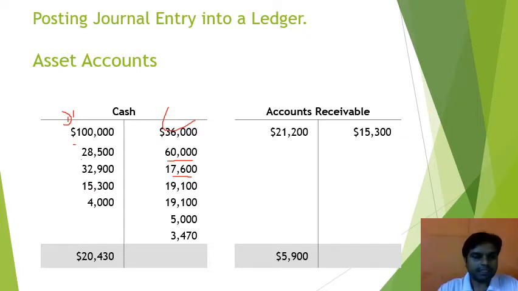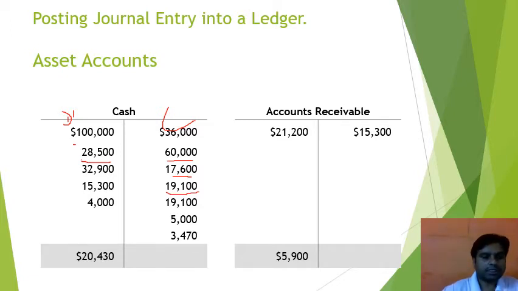The next transaction was that we received an amount of 28,500, which was received through service revenue. The service which was provided by the company, we received 28,500. The next transaction was 19,100, which we paid for the wages on Jan 14. So again we have written it on the credit side.